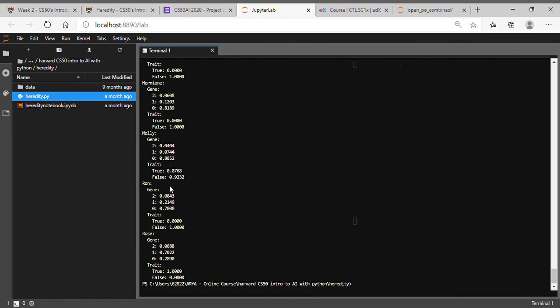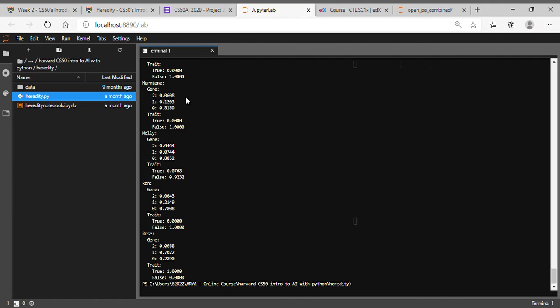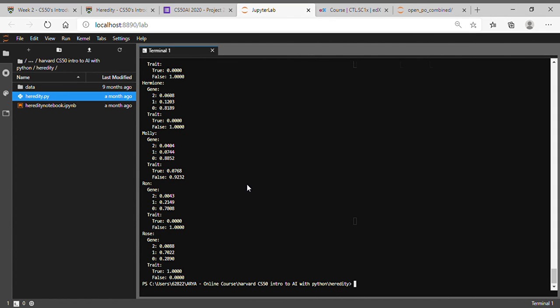Okay, now we see here that we are also able, as predicted, to find their probabilities of having 2 copies of the gene, 1 copy or 0 copies, as well as the probability of them expressing the trait or not expressing the trait of hearing impairment. So through a Bayesian network, our AI is able to infer this knowledge.